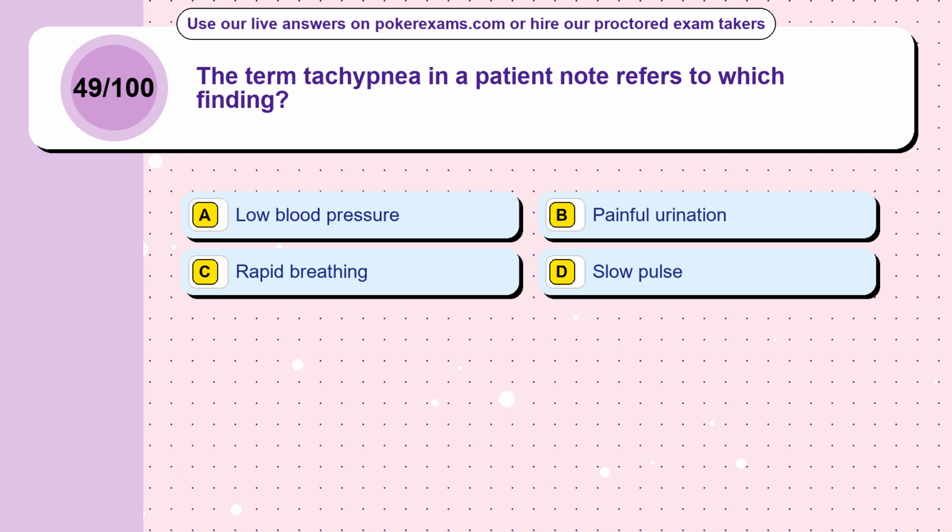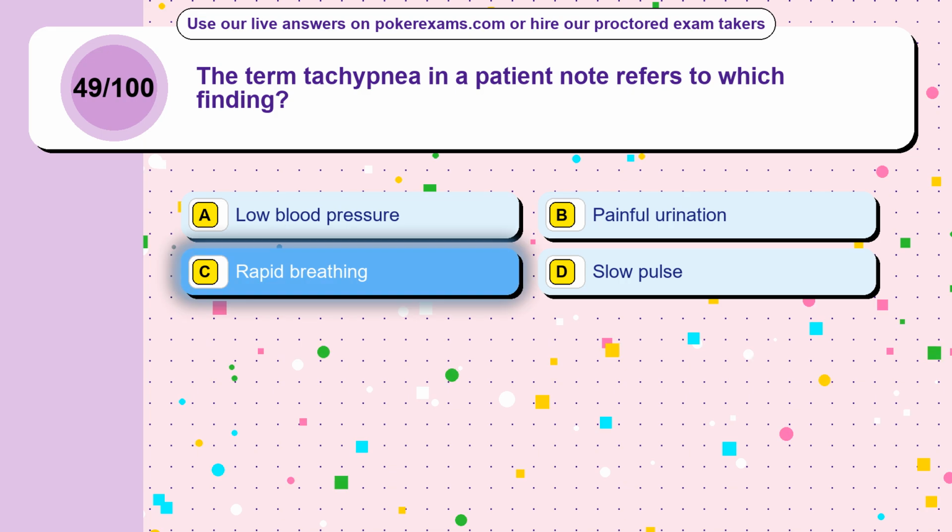Question 49. The term tachypnea in a patient note refers to which finding? Option A, low blood pressure. Option B, painful urination. Option C, rapid breathing. Option D, slow pulse. The correct answer is option C, rapid breathing.